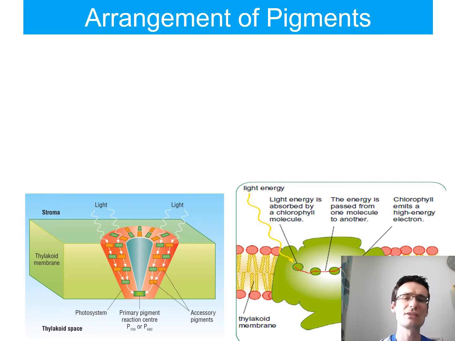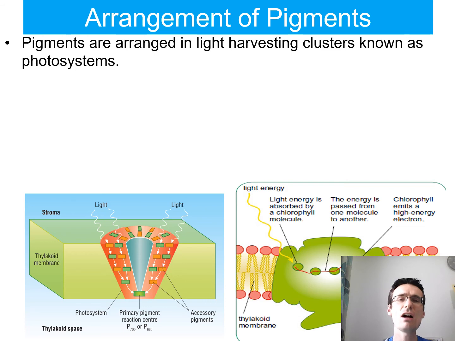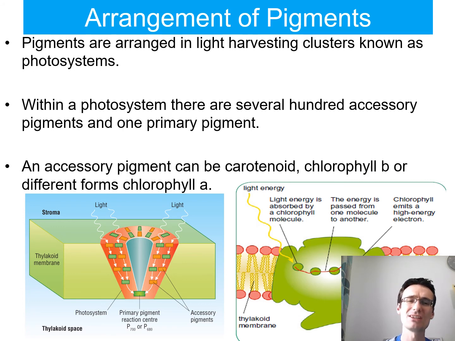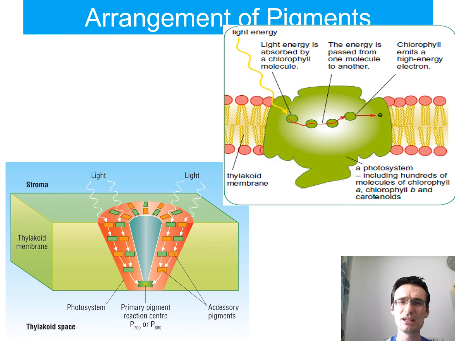Now, how these are arranged is really important. The pigments are arranged in light harvesting clusters known as photosystems. And often you get questions about these photosystems and people can't quite answer them because they've not learned this bit as they're doing the rest of photosynthesis. The reason that photosystems are important is they're absorbing the sunlight and directing the energy to trigger photosynthesis. Basically, a photosystem contains all the pigments working together. There might be several hundred accessory pigments and one primary pigment. And we'll talk about that in a second, because an accessory pigment can be carotenoids, chlorophyll B, or even different forms of chlorophyll A. Let's have a look at these two pictures in a bit more detail.